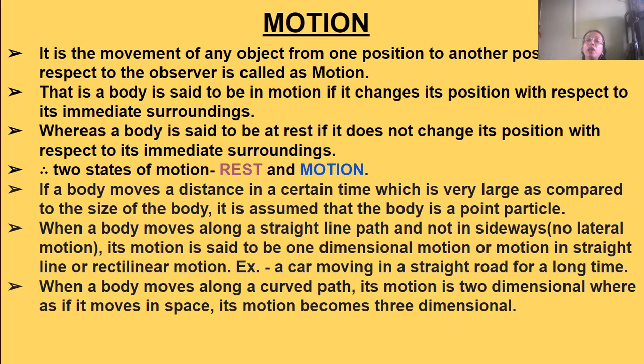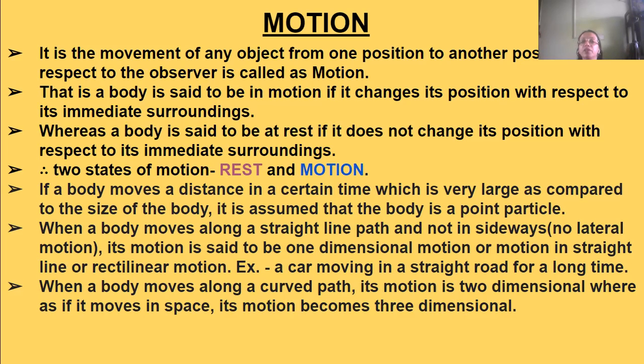Now, if a body moves a distance in a certain time which is very large compared to the size of the body, like the Earth, the planet, which is traveling around the sun, orbiting around the sun, covering a long distance, then in comparison to the size of the Earth, the distance it is covering is very long. So the Earth is considered to be a point particle.